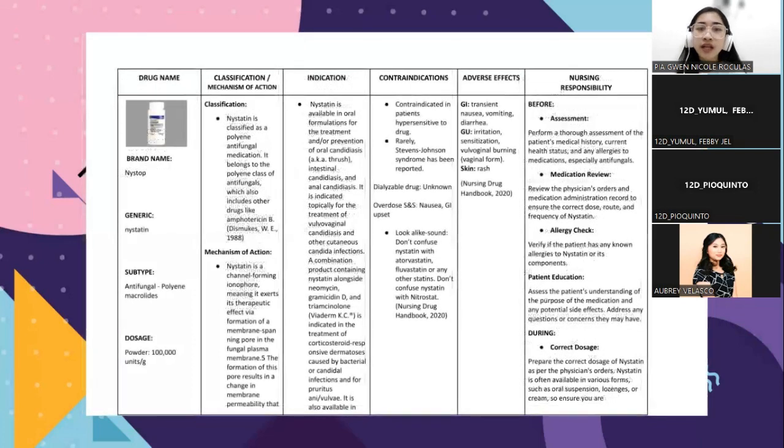Okay, so the contraindications of this drug: it is contraindicated in patients hypersensitive to the drug. So bawal siya sa mga high blood na mga person. Rarely, Stevens-Johnson syndrome has been reported. And then dialysable drug unknown, an overdose, SNS, nausea, and GI absent.